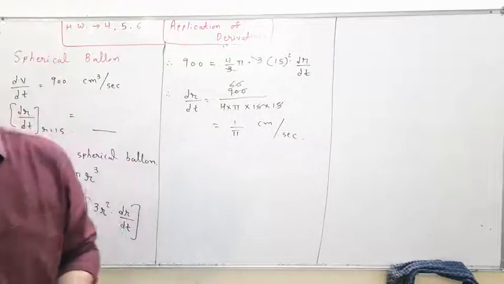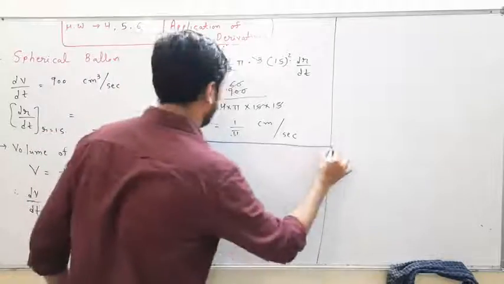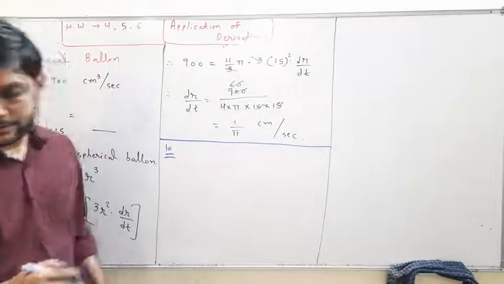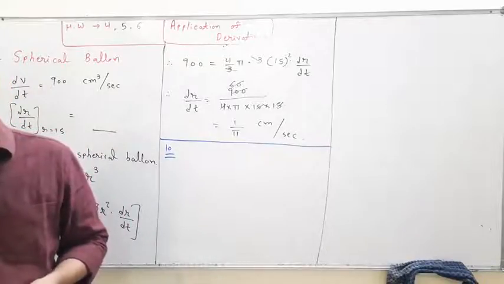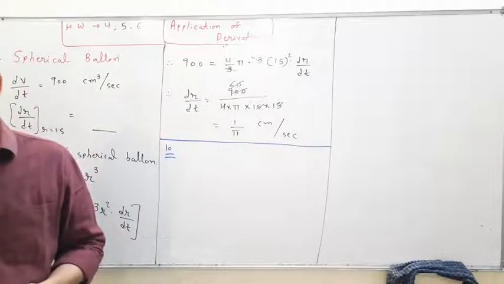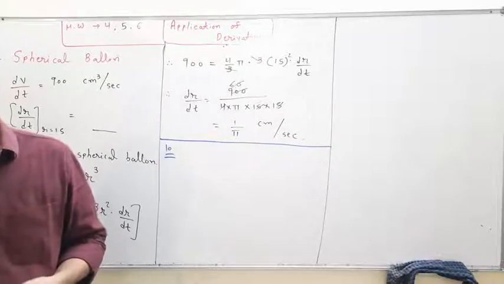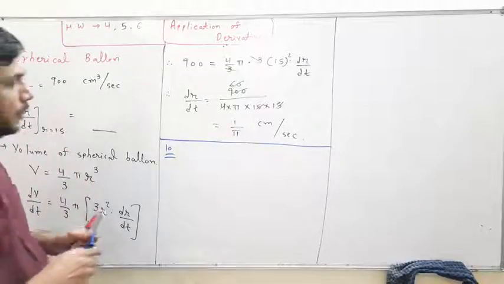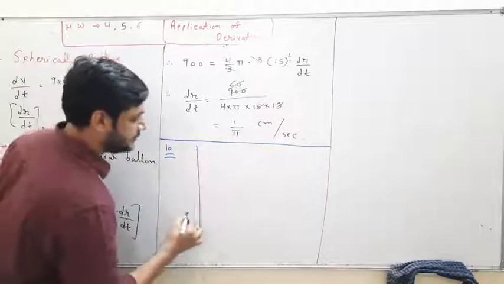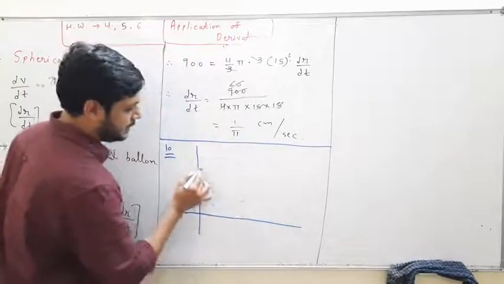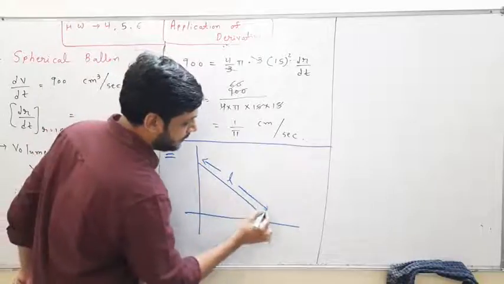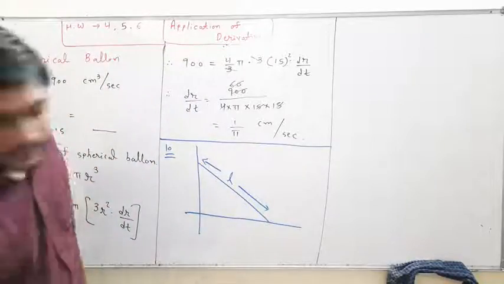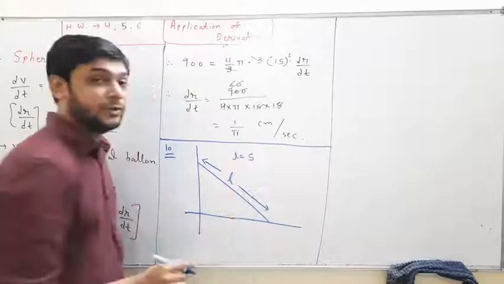Next question, question number 10. A ladder 5 meter long is leaning against the wall. The bottom of the ladder is pulled along the ground away from the wall at the rate of 2 centimeter per second. How fast is the height on the wall decreasing when the foot of the ladder is 4 meter away from the wall? So here first we make a diagram. That is your ladder, and the length of the ladder is 5 meter. Means L is equal to 5, which is constant.